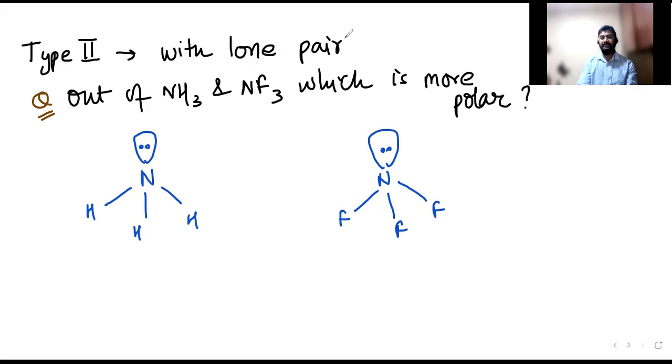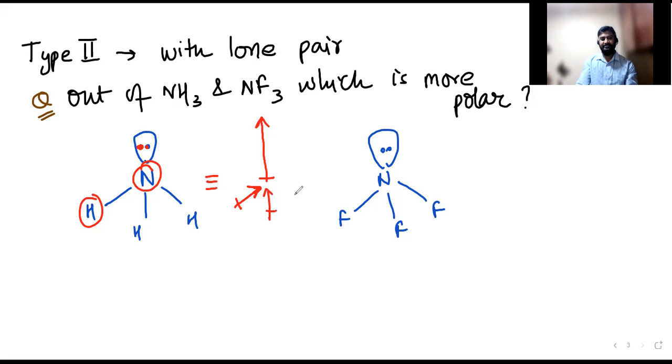Now let us draw the vector diagram for each of them. Cool, so let's do it. As per the rule, the lone pair has a longer dipole, directed away from the central atom. And in N-H, which is more electronegative, H or N? Of course, H is less electronegative than nitrogen. So what will happen? Just parallel to that bond, there will be a small dipole going towards nitrogen.